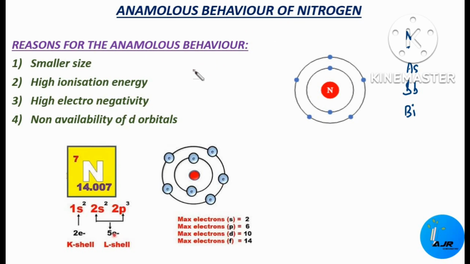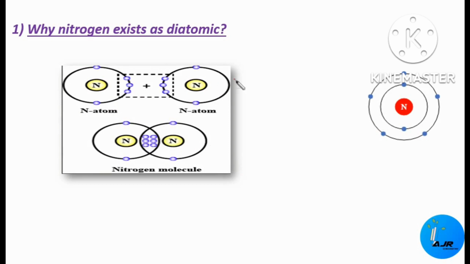Now we shall see why nitrogen is not showing pentavalency, why it exists as a diatomic molecule, and why it does not have a tendency towards catenation. Understood? The next important point is why nitrogen exists as diatomic, whereas other elements do not exist as diatomic molecules. Because nitrogen has a unique ability to form pπ-pπ multiple bonds.